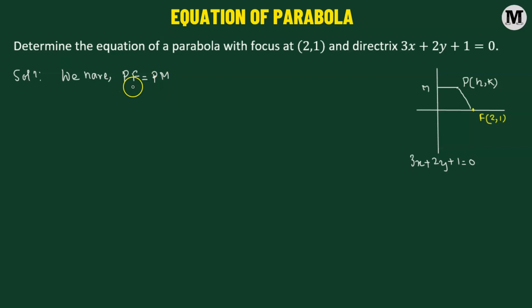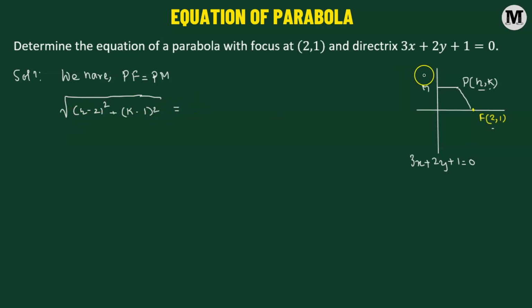Now we can easily obtain the length of PF. All we have to do is use the distance formula. We take a square root, and underneath it we take the difference of the x coordinates, h minus 2, and square it. We then add it to the square of the difference of the y coordinates, the y coordinate of P and the y coordinate of F, which is k minus 1. This is the length of PF.